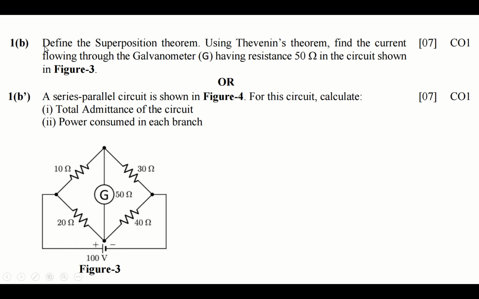Now again, in another question 1b, it was asked to find the current flowing through the galvanometer G having resistance 50 ohm as shown in this circuit. So this is the galvanometer where we are interested to find how much current flows through it using Thevenin's theorem.